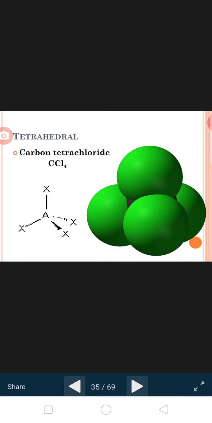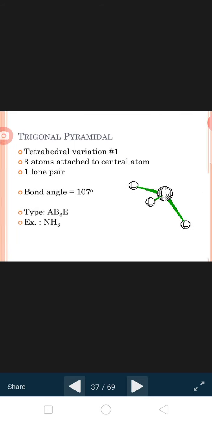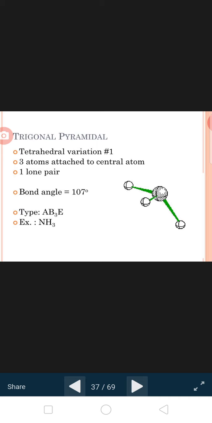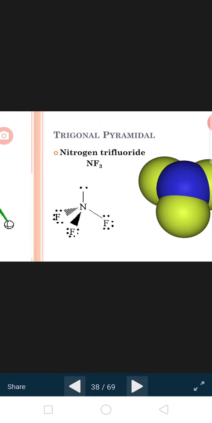Carbon tetrachloride has exactly four bond pairs. It is tetrahedral geometry with 109.4 degree angles. Trigonal pyramidal geometry, it is the ammonia geometry with three bond pairs and one lone pair. The lone pair repels more as compared with the bond pair, so we get the trigonal pyramidal geometry of ammonia.